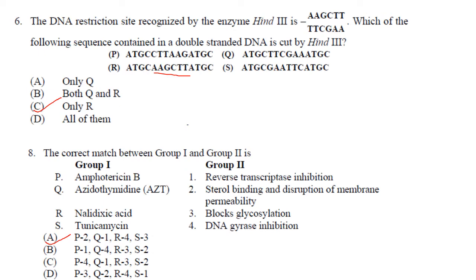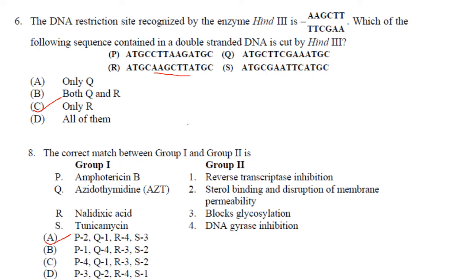Next one. The DNA restriction site recognized by the enzyme HindIII is AAGCTT. Which of the following sequence contained in the double-stranded DNA is cut by HindIII? If you see the sequence, you can see that it appears in option R. That is, AAGCTT is found here than in other sequences. So answer is option C, only R. Next one.